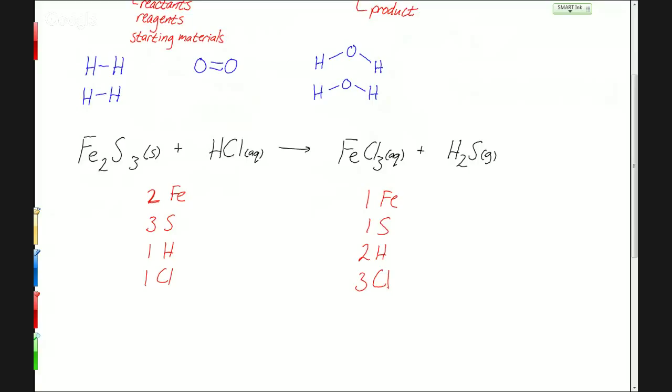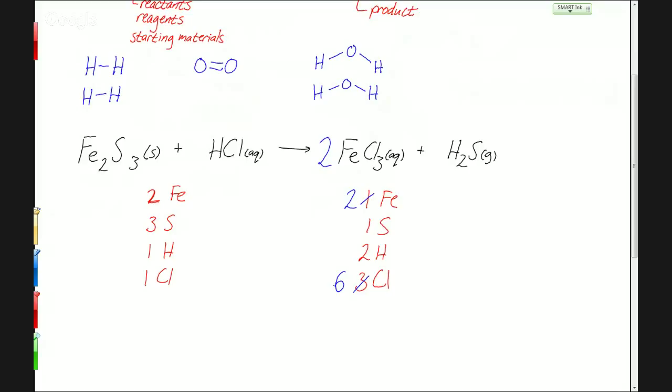All right, so we've got 2 on the left and 1 on the right. So how do we bring those into balance? We need to put a 2 here. And then, this is the important part, count up the new numbers. So now that we've put the 2 there in front, that means 2 of the whole FeCl3 units. So now we have 2 irons on this side, and we have 6 chlorides. You see how that number changes those things?